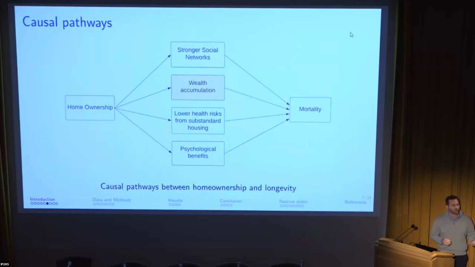The second potential pathway is wealth accumulation. I'm going to grossly oversimplify the very complicated relationship between owning a home and accumulating wealth. But while there's lots of heterogeneity, for most Americans, owning a home is a key vessel for accumulating wealth in the United States. The third potential pathway is lower health risk from substandard housing.